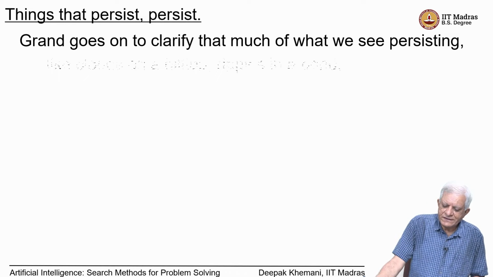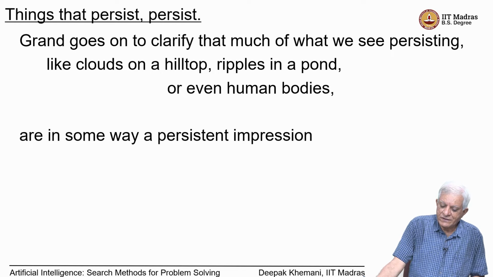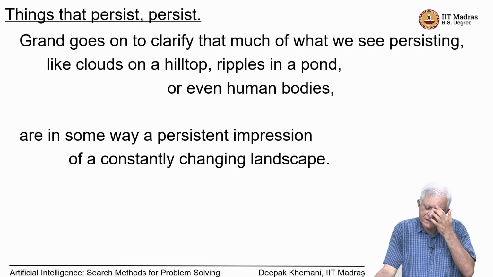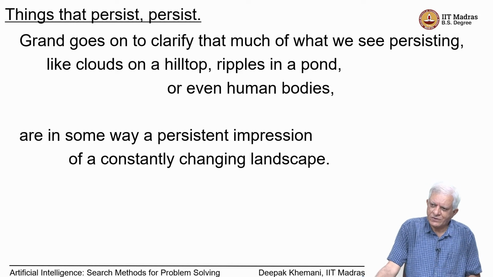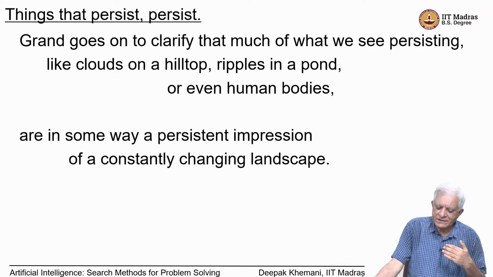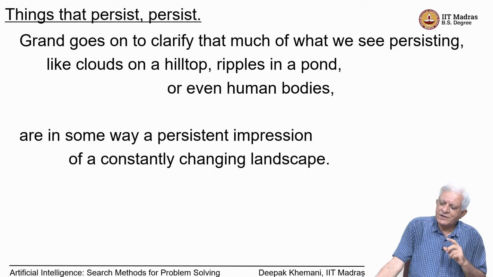He clarifies that much of what we see persisting, like clouds on a hilltop or ripples in a pond or even human bodies, are in some way a persistent impression of a constantly changing landscape. In his book, he gives this very nice example: if you are hiking in the mountains, very often you can see a stationary cloud on top of the mountain range. But if you were to go to that spot, you would find that there is a lot of breeze happening there essentially.